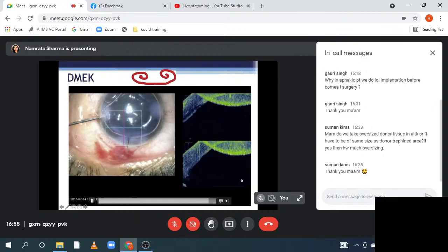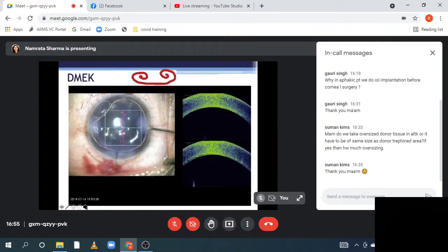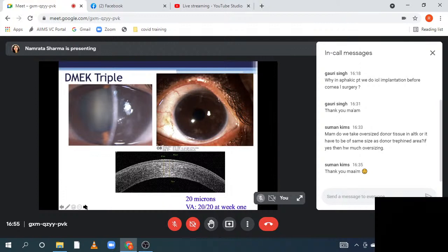And as you put the air bubble, the graft gets stuck to the cornea and you can't even make out where the graft is. So this is the post-op week one, and this is the post-op month one. So even if your fellow ophthalmologist sees, he'll say there's no graft there unless he sees extremely carefully, because it looks very much like the eye in which phaco has been done.